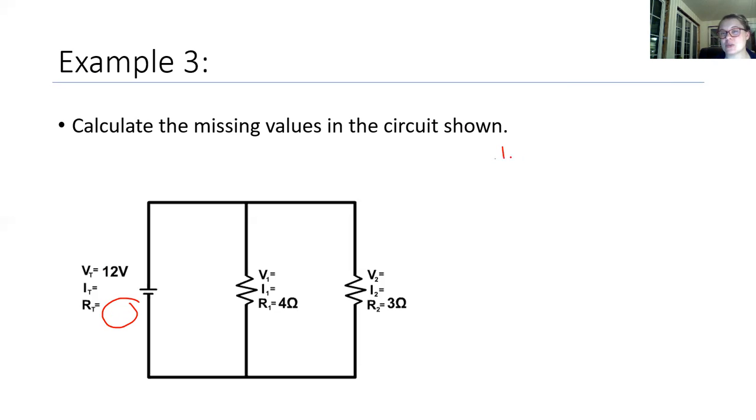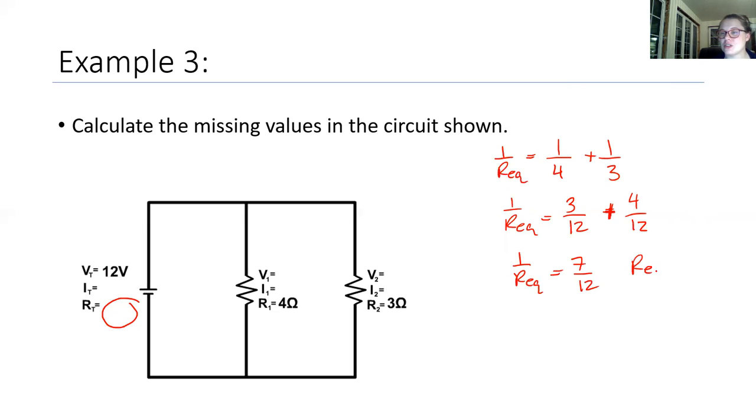So equivalent resistance, 1 over Req equals 1 over 4 plus 1 over 3. Common denominator is 12. 3 over 12 plus 4 over 12. That should be a plus, okay. 1 over Req is equal to 7 over 12. So Req equals 12 over 7, which is equal to 1.7 ohms.